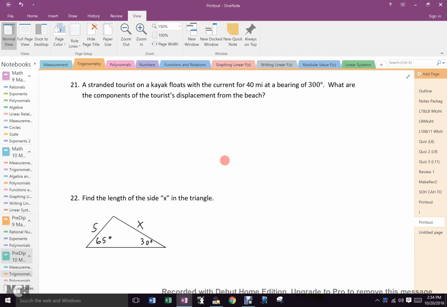Okay, grade 10s here, as I promised. So the stranded tourist is floating away from the beach, yeah?